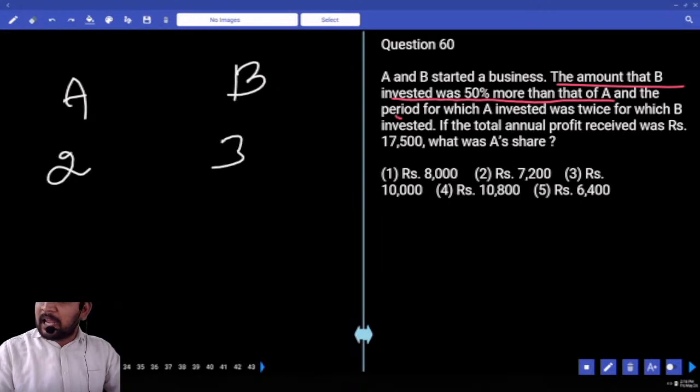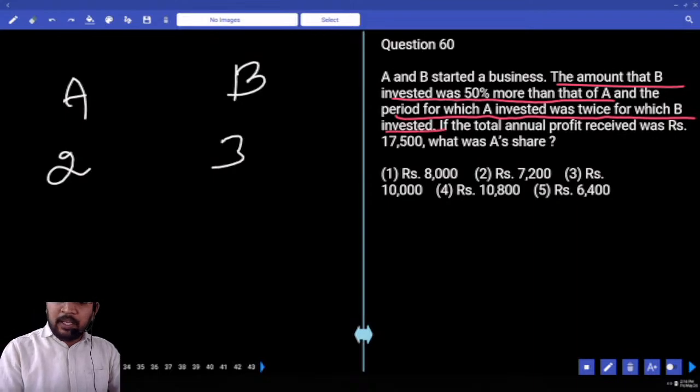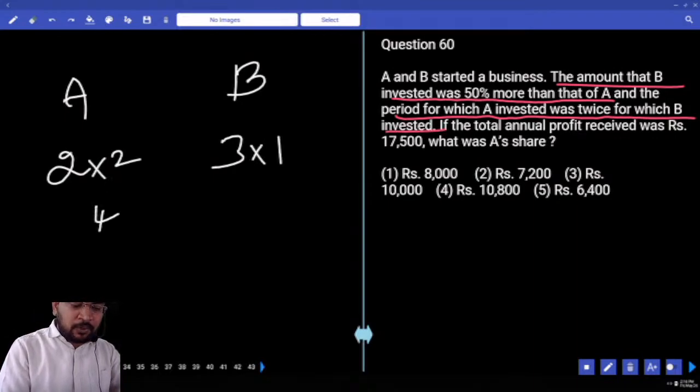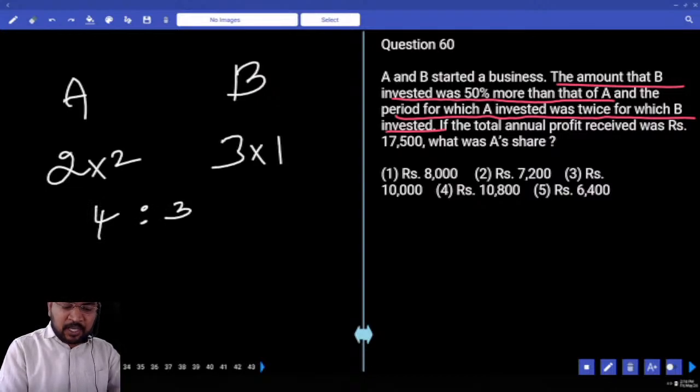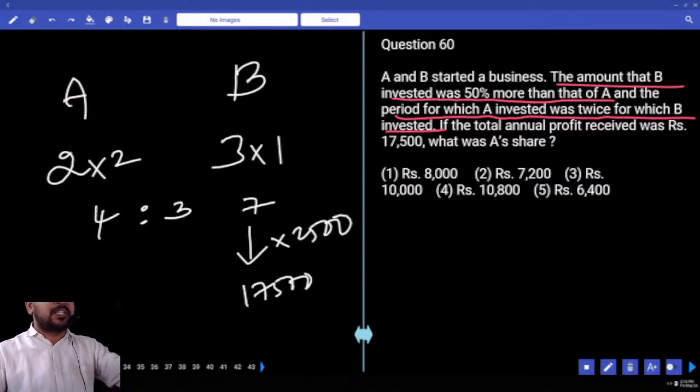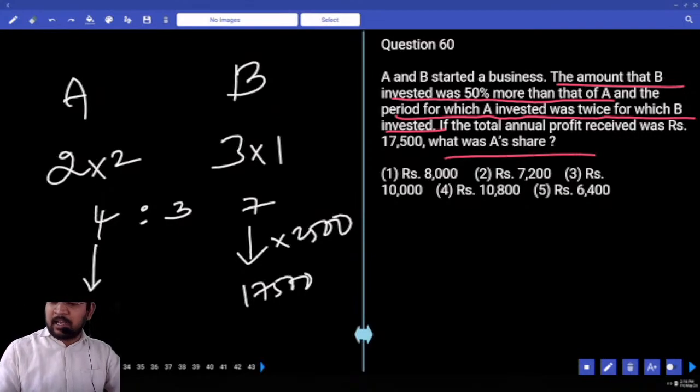The time period for which A invested was twice that for B. If B is 1 month, A is 2 months. Therefore total investments is nothing but the profit ratio. Total 7 parts, and 7 parts is nothing but 17,500. Each part is 2,500. They are asking A's share. A's share is nothing but 4 parts, 4 into 2,500, which is 10,000.